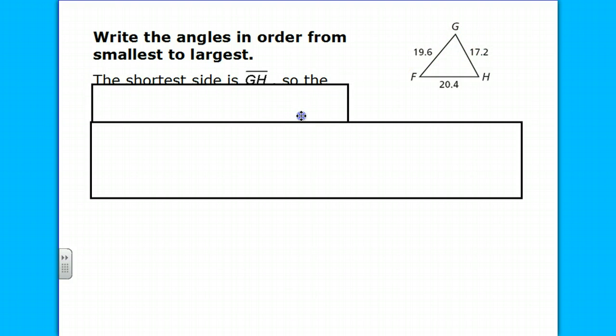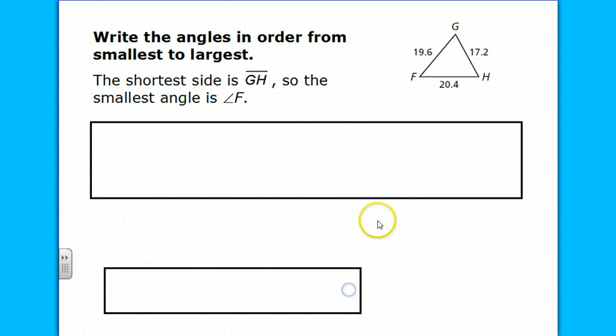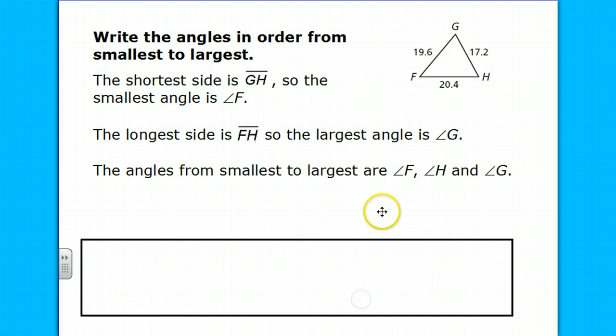The shortest side is GH, so it must be opposite the smallest angle, angle F. So if we put these in order from smallest to largest angle, we would have angle F, angle H, and angle G.